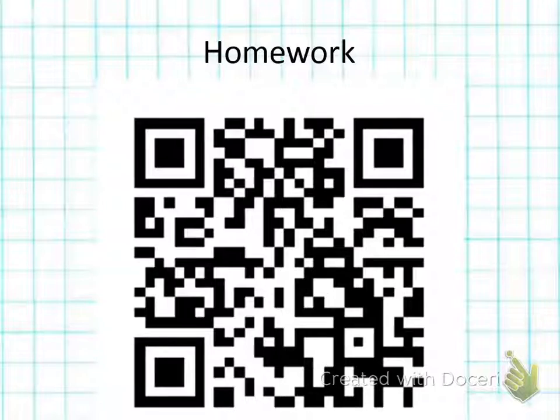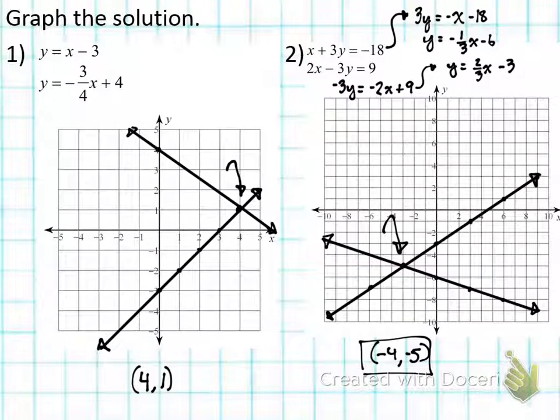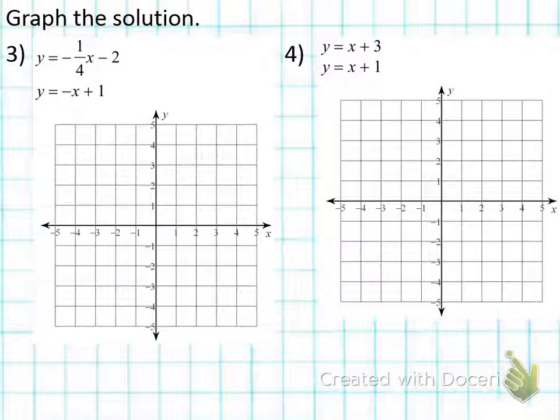All right, continuing here, number 3. Y equals negative 1/4 x minus 2, and y equals negative x plus 1. Turn to your neighbor and tell them, is step 1 done, or do we need to do step 1? Do we need to put it in slope-intercept form, yes or no? No, it's already done for us.